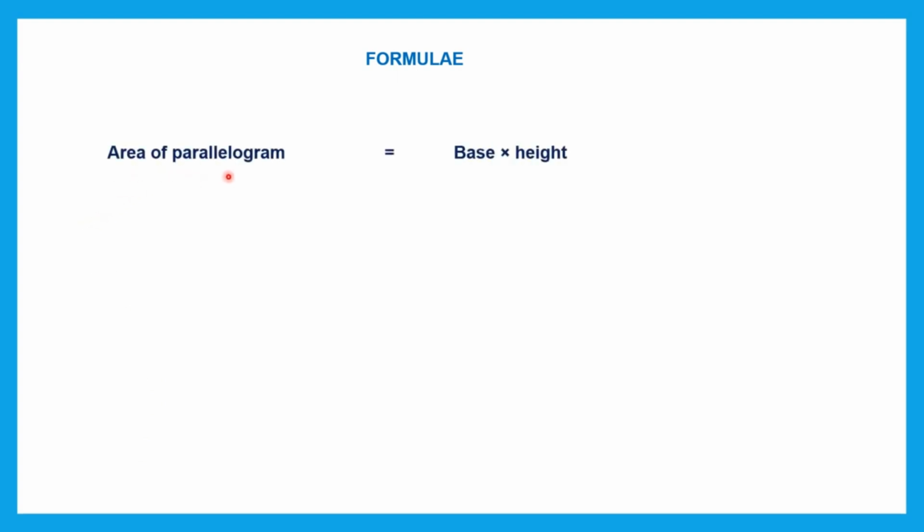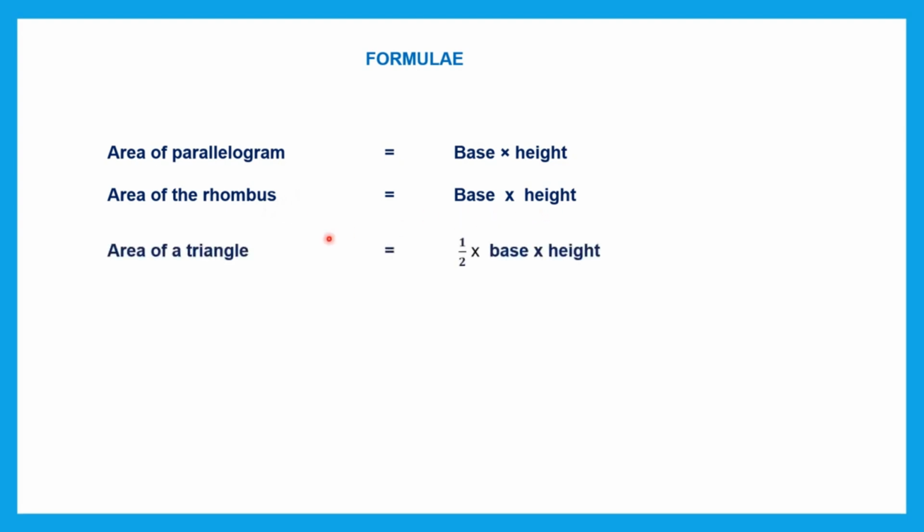First one, area of a parallelogram. If you have to find that, the formula is base into height. If you have to find the area for rhombus, base into height. If you have to find the area for triangle, the general formula is half into base into height. Now, if you have to find the area for right angled triangle, we say half into product of its legs, where we are excluding the hypotenuse. So these are the other two legs.